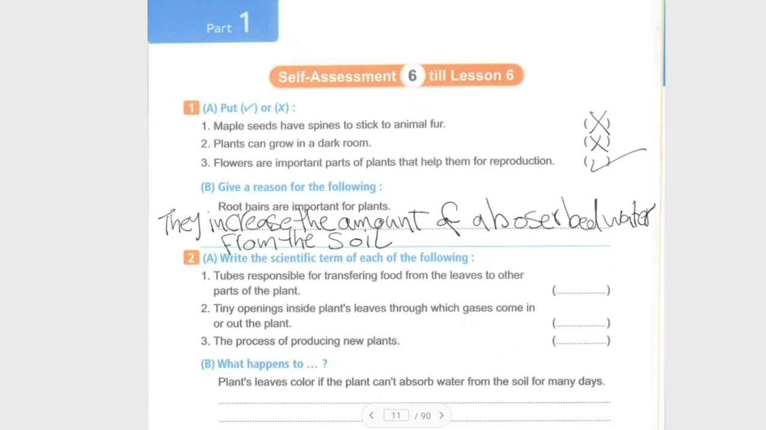Number 2 says write the scientific term of each of the following. Tubes responsible for transferring food from the leaves to the other parts of plants, which is the phloem. It is responsible for transferring the food. Number 2, tiny openings inside plant leaves through which gases come in or out of the plant, which is stomata. Number 3, the process of producing new plants is called reproduction.